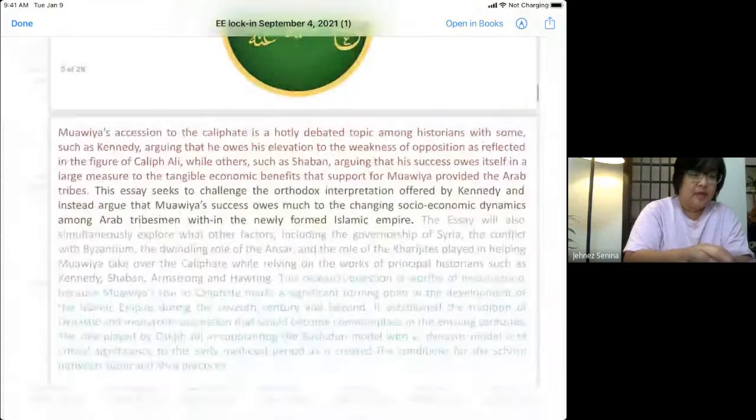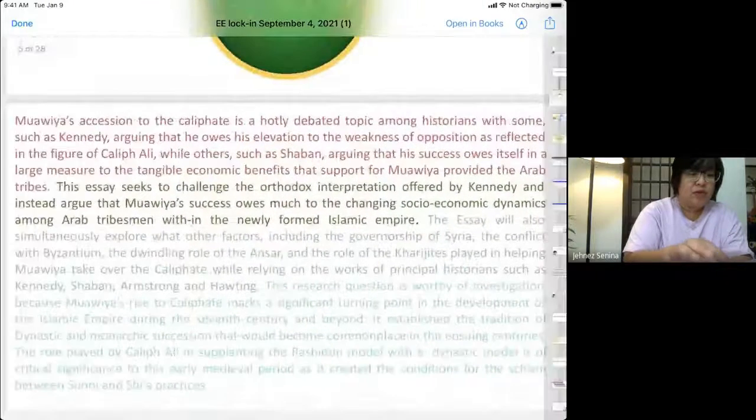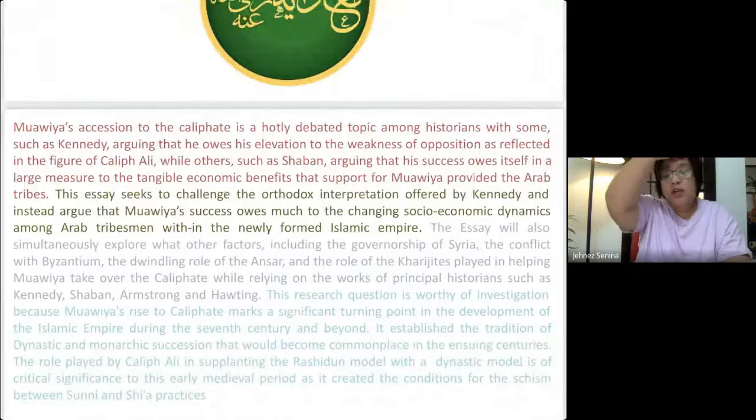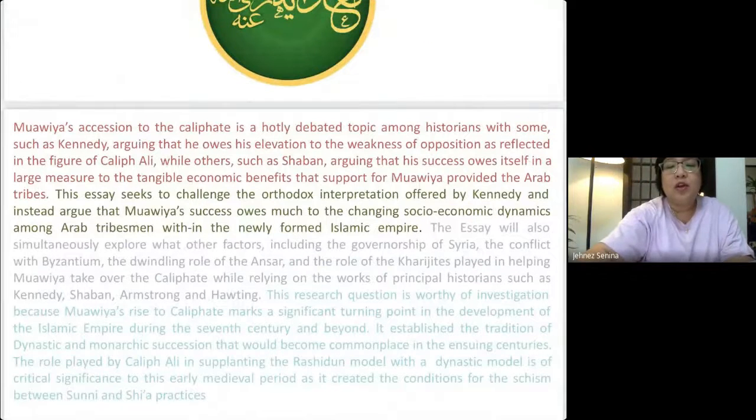Okay. This is pretty lengthy. Allow me to read this for you. Follow with your eyes, please. So I color coded it for you to look at the different components of the introduction.